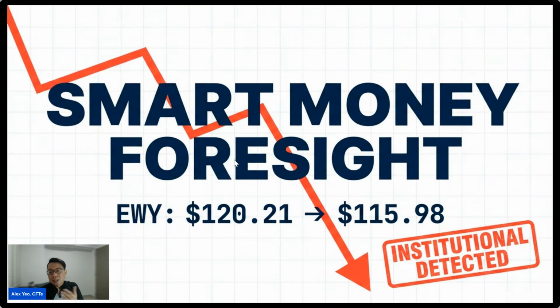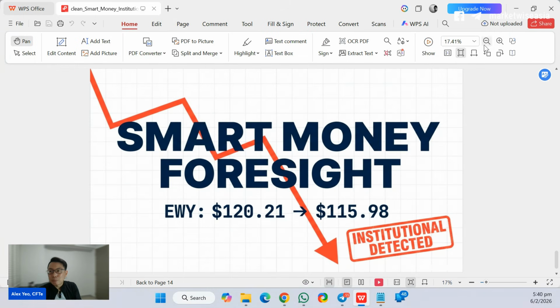In other words, the options flow was telling me that the smart money was positioning for a downside. What I'm trying to say is that it doesn't mean I will be 100% correct. Nothing is 100% for sure, but it does tell me that the flow was bearish, so I need to take a second look at it. So this is what I'm trying to share.